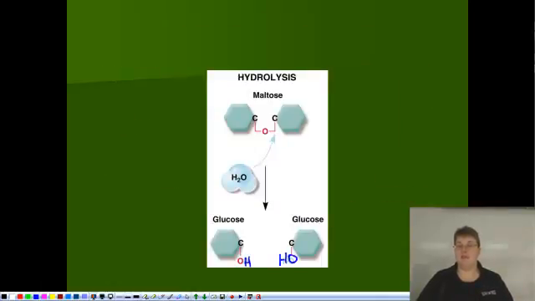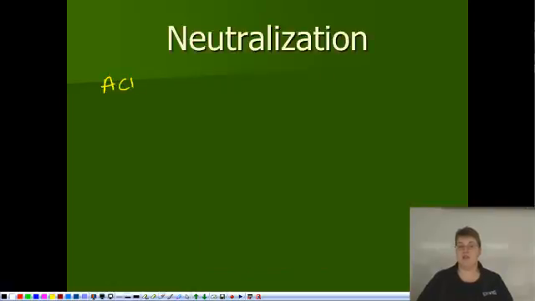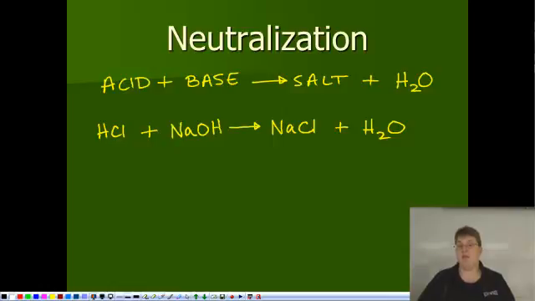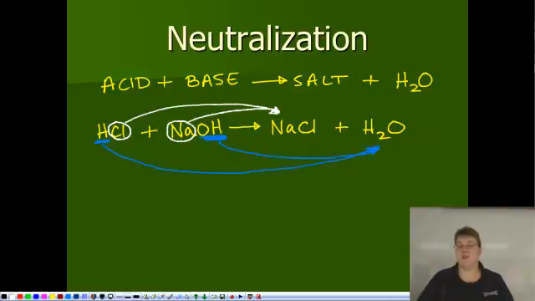Here's a visual example of that. You can see the hydrogen and OH getting distributed there. Next reaction is a neutralization reaction. This is a situation where you have an acid and a base, and when they react with one another, they form two neutral substances, salt and water. For example, a common one here is hydrochloric acid and sodium hydroxide can come together to form sodium chloride, plain old table salt, and water. You can see how the sodium and chlorine come together, and how the H and OH come together.